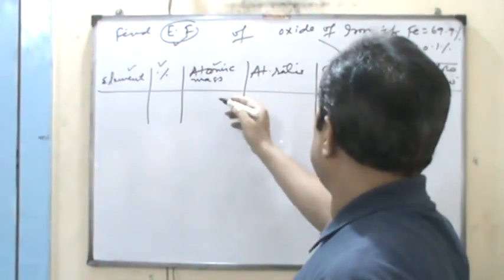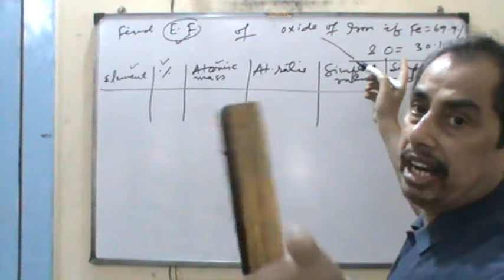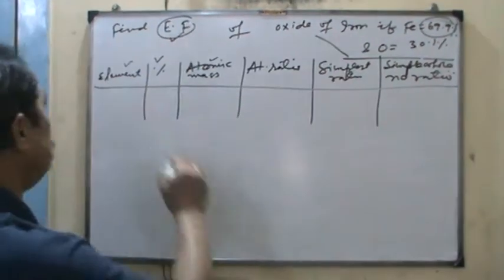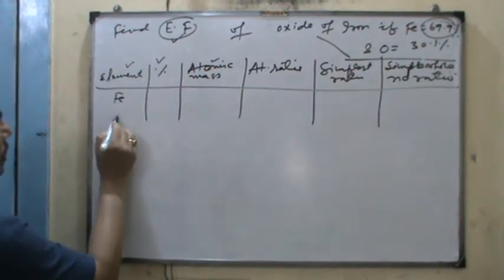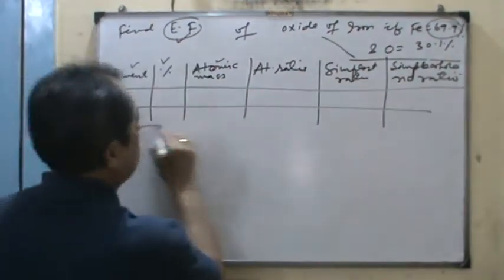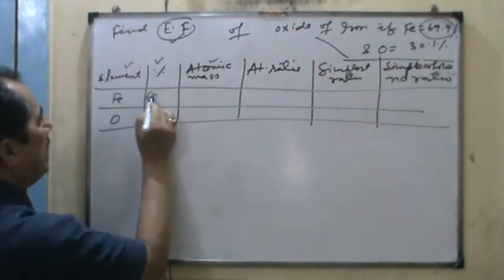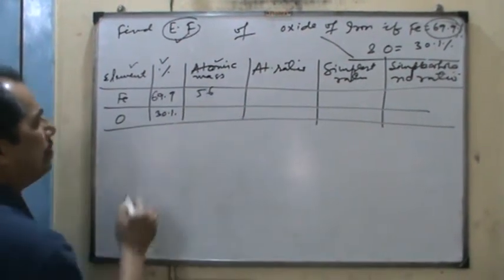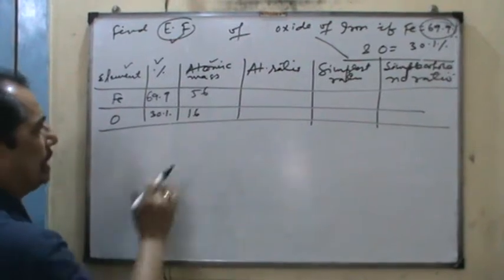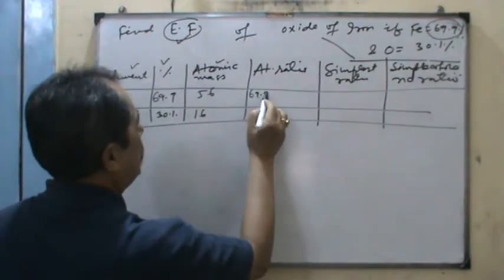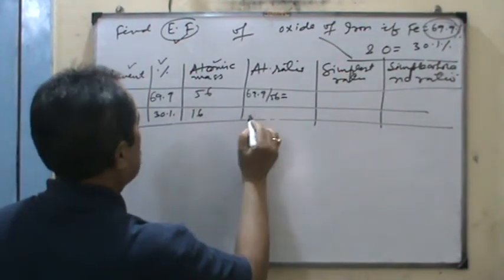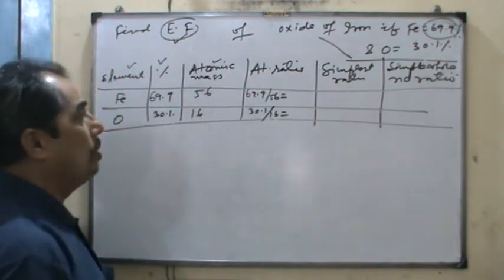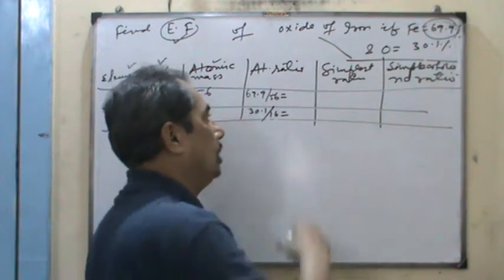Atomic ratio, then you divide it. For example, it is the question based on the oxide of iron. Iron is how much here? Iron is 69.9. So here write iron and oxygen. Make the table like this: 69.9, 30.1. What is the atomic mass of iron? 56, and oxygen 16. So the ratio is 69.9 divided by 56, and 30.1 divided by 16. Whatever ratio you get, then take the lowest factor.